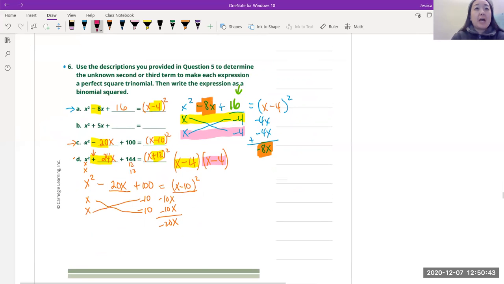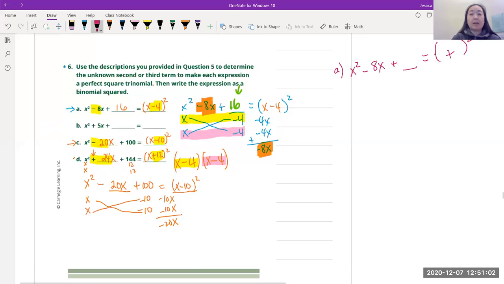So if you take a look at letter A, and again, I would pause here if you did not do these. Either way, what would this have to be so that we get the square like this?